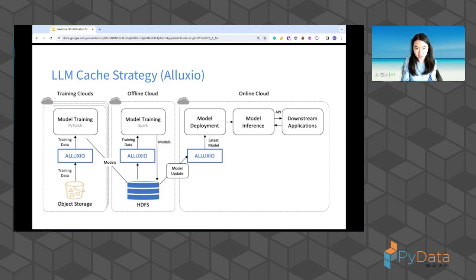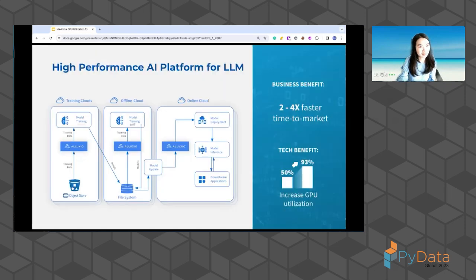On the serving cluster side, we can help fetch the model into Alluxio as model storage. Then the models are only loaded from Alluxio to all the serving nodes. This can provide much faster model loading compared to always loading across the network from the remote storage system. From the business side, it can achieve 2 to 4 times faster time to market. On the technical benefit side, it can increase the GPU utilization rate.